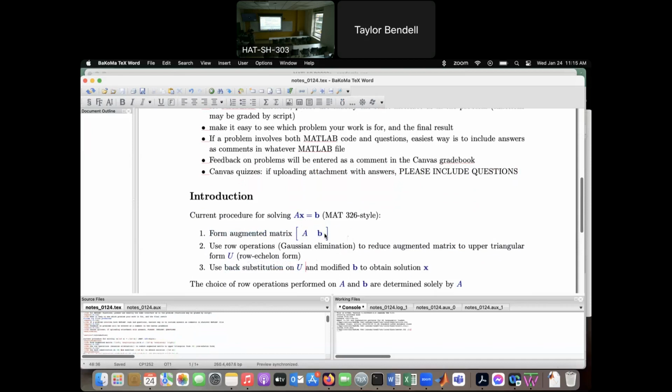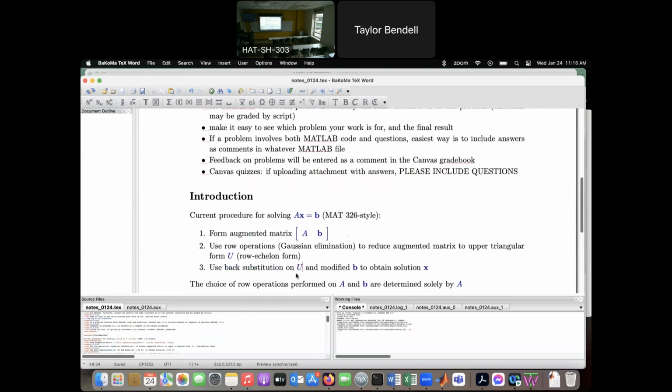You may have also been taught to keep going with the row operations to get to reduced row echelon form, in which case that just reveals the solution. But that is actually mathematically equivalent to back substitution. Okay.